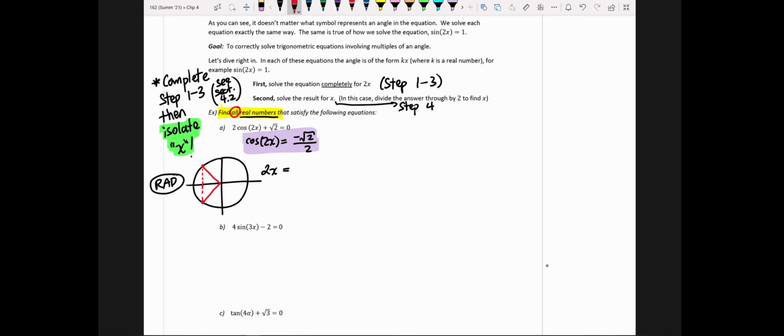So let's start with Jacob. Jacob, what are the two solutions for 2x that are between 0 and 2 pi?